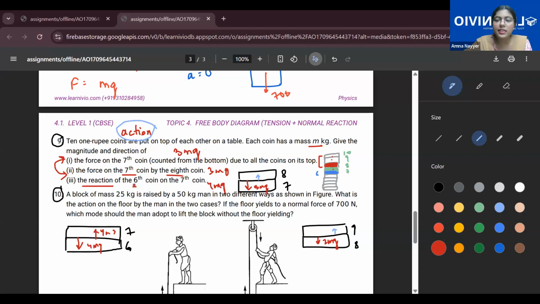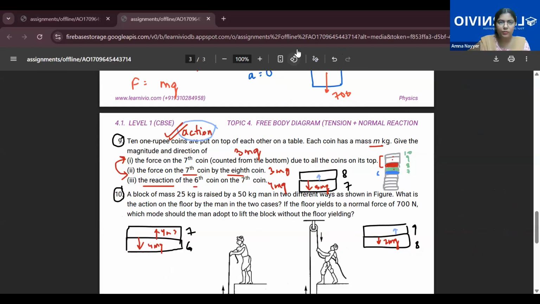It is the reaction of the sixth coin on the seventh. Now, for finding out the reaction, you should know what the action is. Here the action is the force exerted on the sixth due to the seventh: 4 mg, because now 4 coins are on top of the sixth. So the reaction will be exactly the same, 4 mg. Just write it. One more question we'll discuss then.